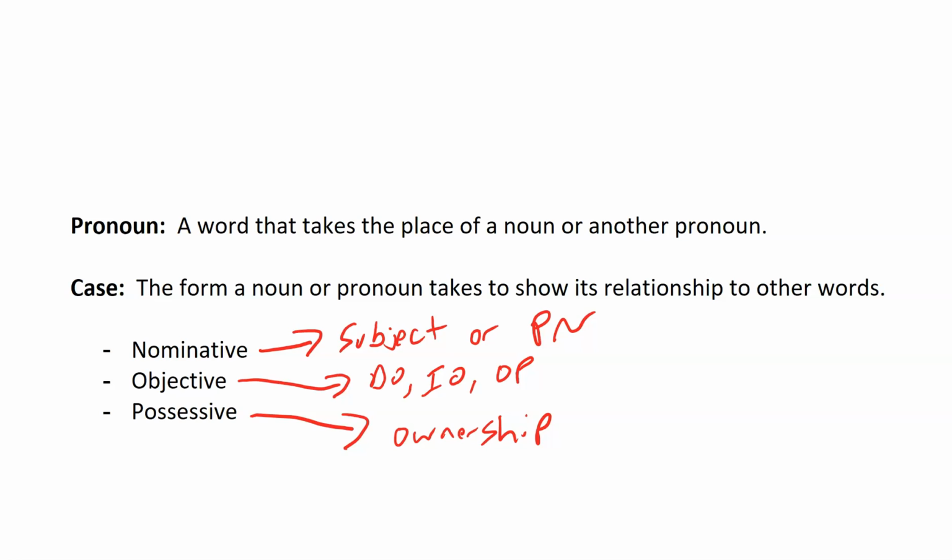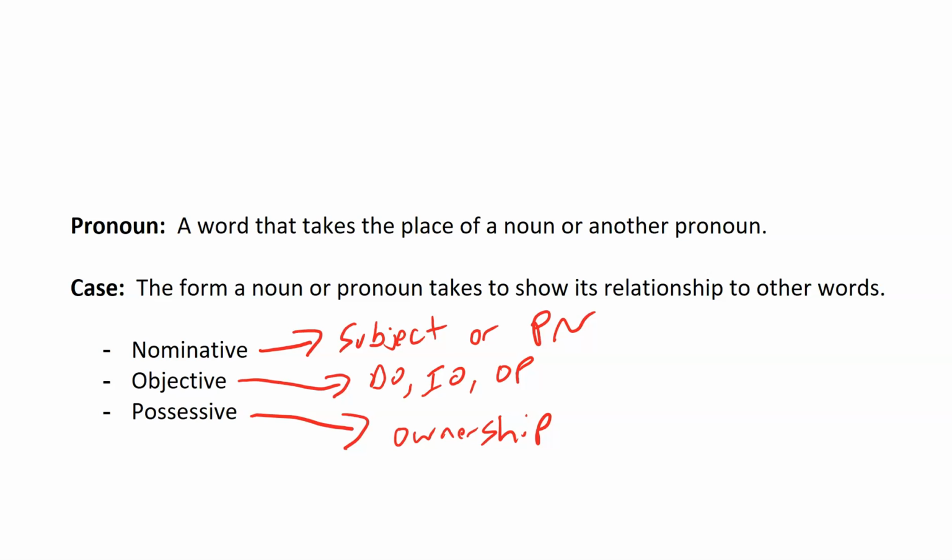And some quick review for you here. A pronoun is a word that takes the place of a noun or another pronoun. And there are 3 cases. Now, case is the form a noun or pronoun takes to show its relationship to other words. The 3 cases are nominative, objective, and possessive.